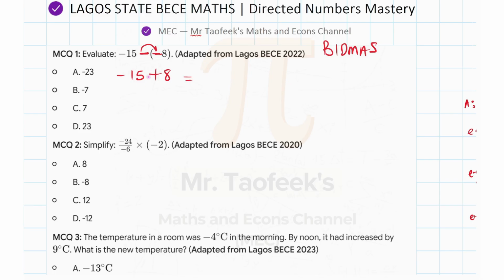Okay, the signs are different. So we already can see the signs are different clearly. So ignore the signs and do the bigger number minus the smaller number. 15 minus 8, and that gives me 7. Now which sign is going to be my final answer? Plus or minus? Obviously, minus, because minus is attached to the bigger number. So the answer is minus 7, option B. You can see that's very, very easy.